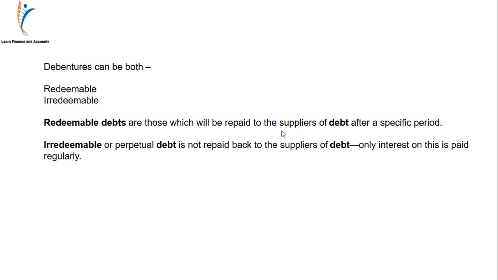Now, debentures can be of two types. They can be redeemable, they can be irredeemable. Redeemable debentures or debt are those which are repaid to the suppliers of debt after a specific period. Irredeemable or perpetual debt is not repaid to the suppliers of debt, only interest is paid and the principal is not paid. What is the meaning of this?